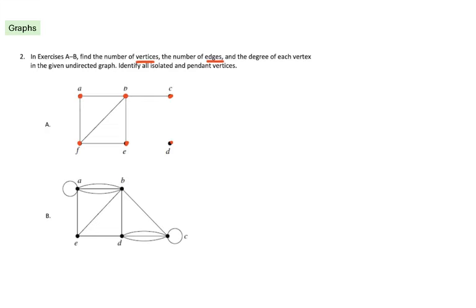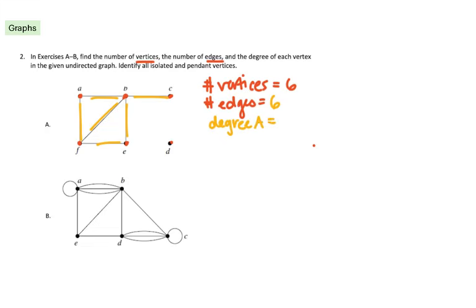So when we look at graph A, vertices, we can count them. Vertices are these nodes. So 1, 2, 3, 4, 5, 6 vertices. The number of edges, let's see, 1, 2, 3, 4, 5, 6, also 6, and the degree of each vertex. So we can say the degree of A, for example, is how many connections, how many lines, how many edges are going into A. That would be 2.